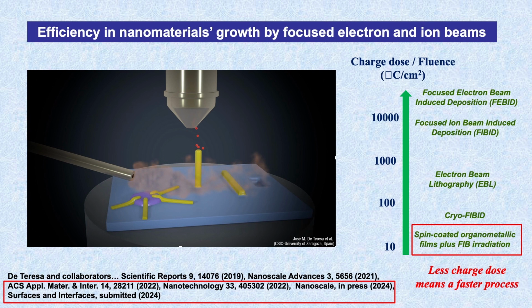Okay, what is the problem with these direct write techniques called focused electron beam induced deposition or focused ion beam induced deposition? That the charge dose that you need is very high. I will use in my talk the term charge dose or fluence, meaning the same. It's measured in microcoulomb per square centimeter. And you see that these direct write techniques need a lot of charge. So this means that these processes are very slow.